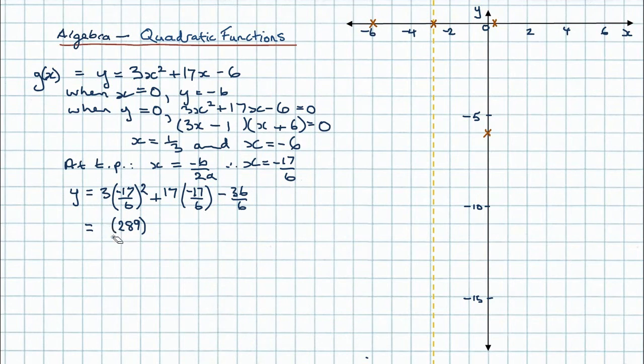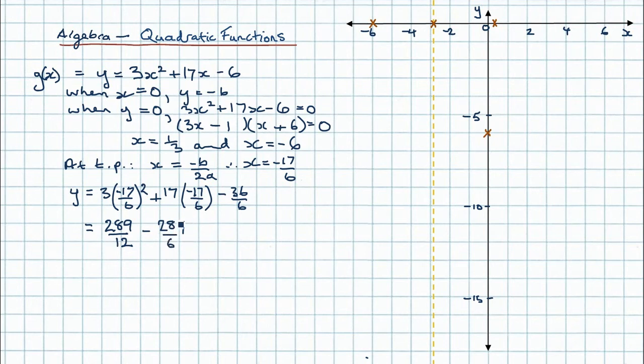But if you were doing this in an exam, you would just... so let's get rid of these parentheses as well. So 289 divided by 12. Okay? 289 divided by 12. So that's sorted out that bit there. Very good. Okay, now 17 times 17 again is 17 squared, so it's going to be minus 289 divided by 6.